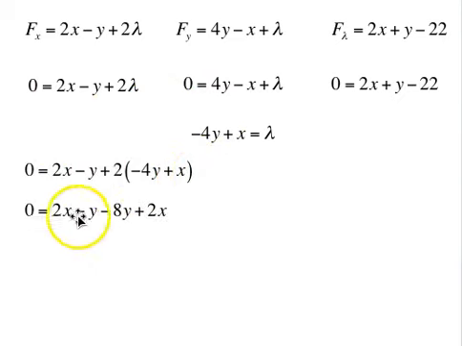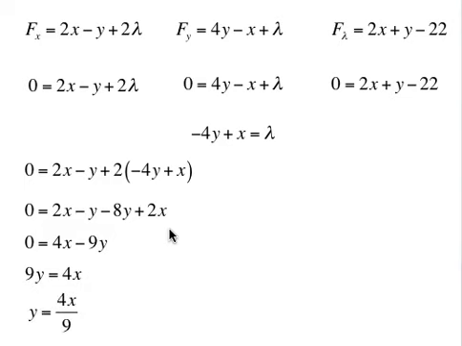So we'll get 0 is 2x minus y plus 2 times negative 4y plus x. Doing the algebra, 2x minus y minus 8y plus 2x. 2x plus 2x is 4x. Negative y minus 8y is negative 9y. So I have 0 equals 4x minus 9y. 9y is 4x. y is 4x over 9. And that is going to get substituted in this third equation so I can solve for x.